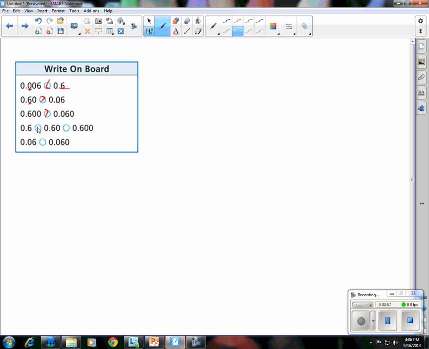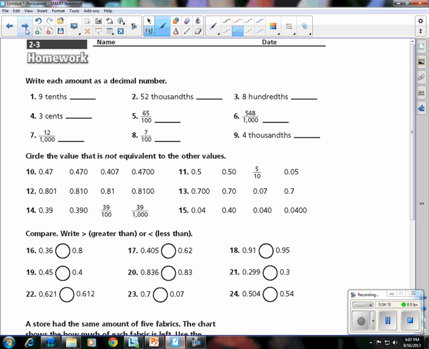Okay. All of these are equal. They all say 6/10ths. They've just added extra zeros. Remember, extra zeros mean nothing. Same here. These are equal because if we look at their place value, we've got 0, 0, 0, 0, 6, 6, equal. Okay?